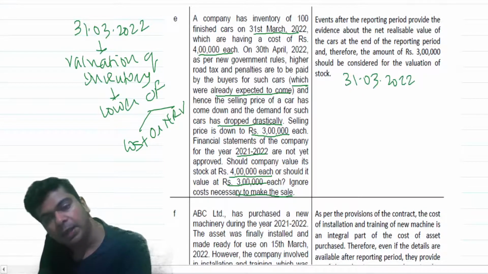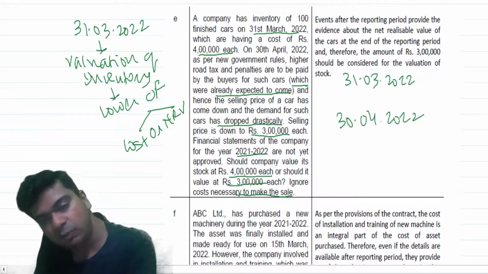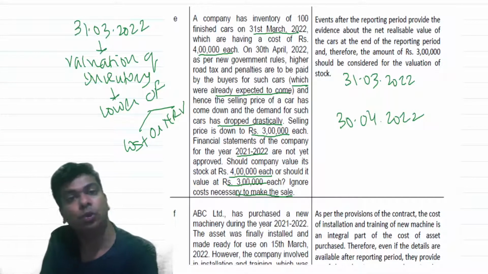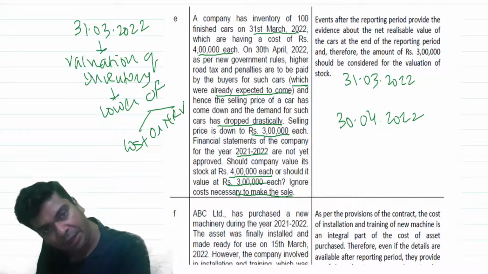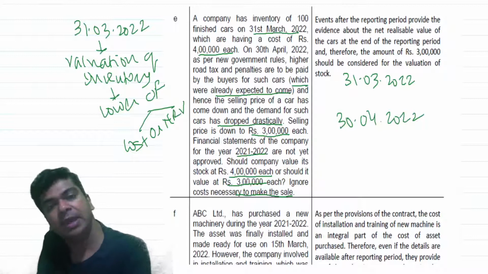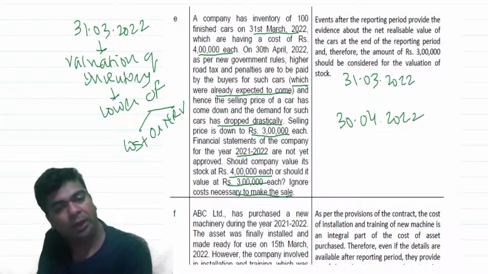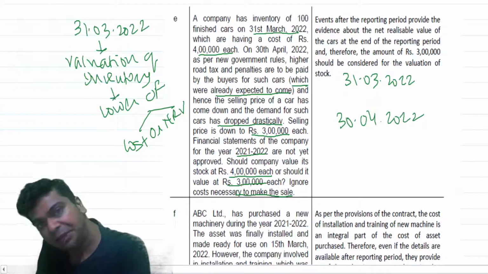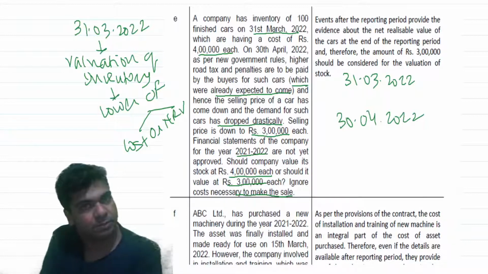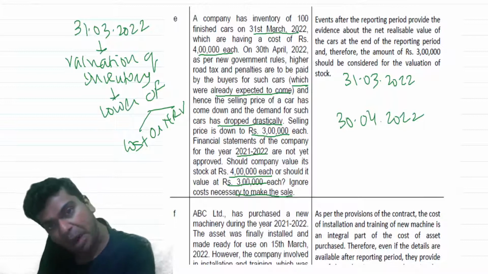Now on 30th April, understand the timeline also. 31st March 2022, and now on 30th April 2022 an event has occurred. What's the event? Government has announced some new rules. As per these new rules, any person who is buying the car will have to pay a high road tax and will also be required to pay penalties. Higher road tax is payable, penalties are payable. What this has done is this has dented the demand for cars.